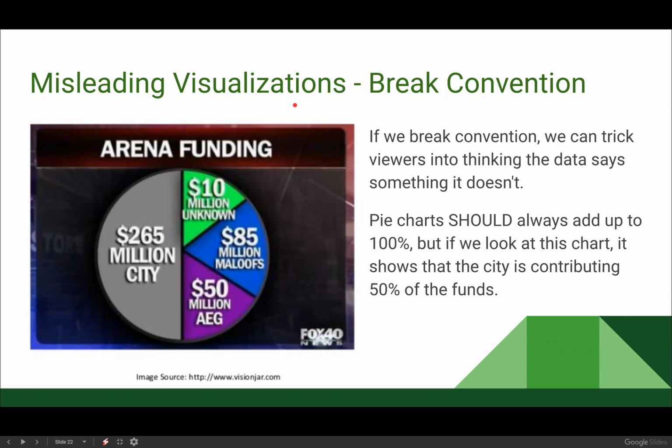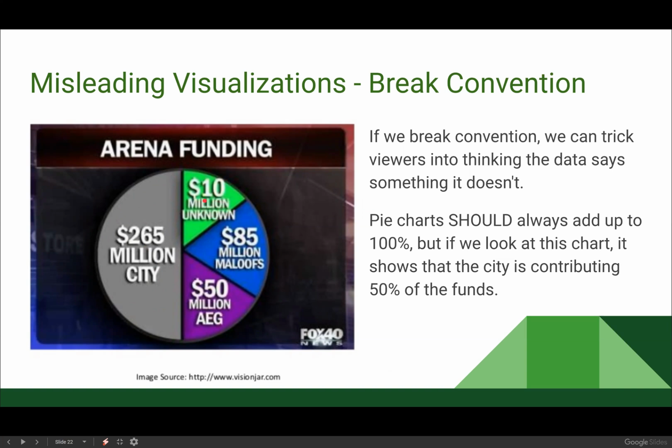If we break the conventions of how we're expected to see graphs, we can once again trick people into thinking that data says something it doesn't. If we think about pie charts, the angles, all the values should add up to 100%. But if we look at this chart, it looks like the city is contributing 50% of the funds. If we do a little bit of math, though, the city is contributing 265 million.